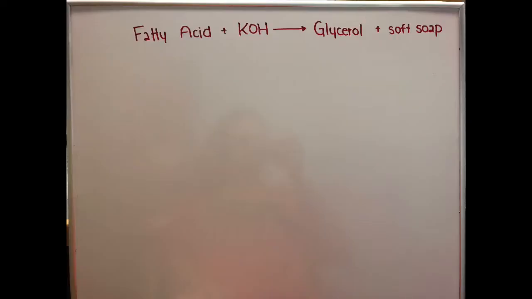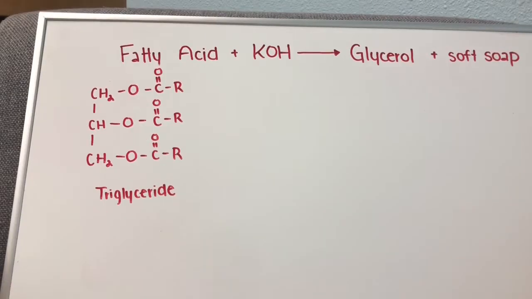Looking at our starting reaction, we start with a fatty acid and lye, and we're going to be making glycerol and a soft soap. A soft soap is made because we're using lye. If we were using sodium hydroxide, it would just be called a hard soap.